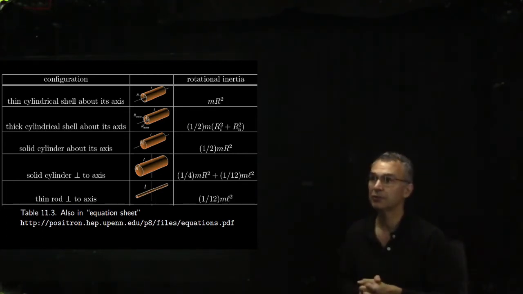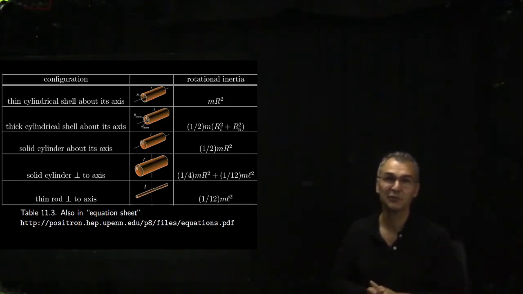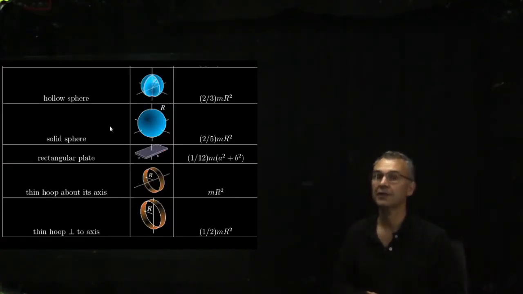This table is reproduced in the equation sheet. The equation sheet is like 40 pages of information, so calling it a sheet is a little bit of a misnomer. Here's a second page of these tabulated rotational inertia values.